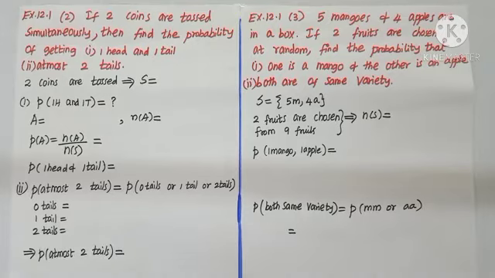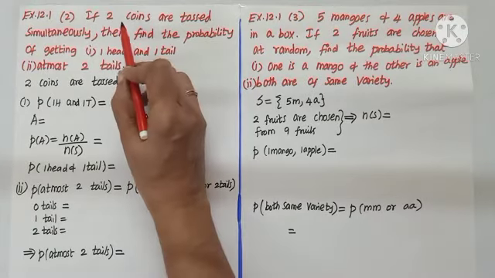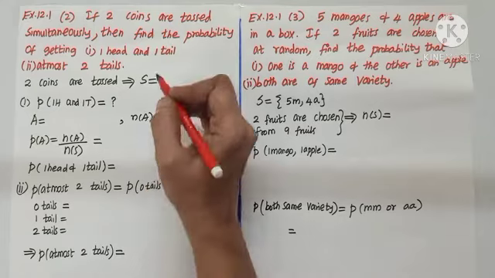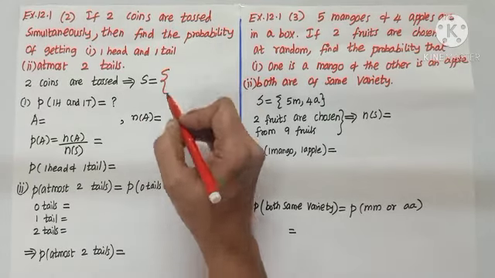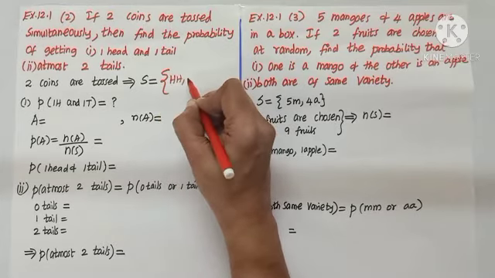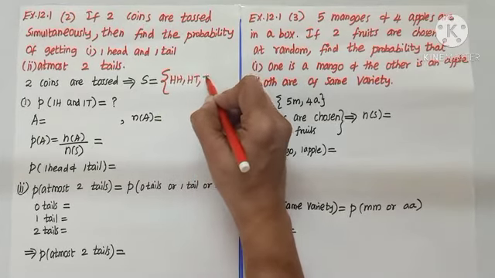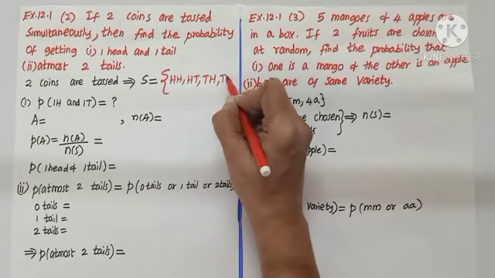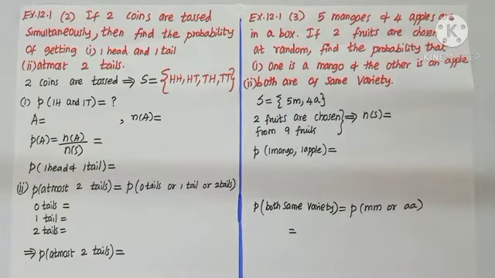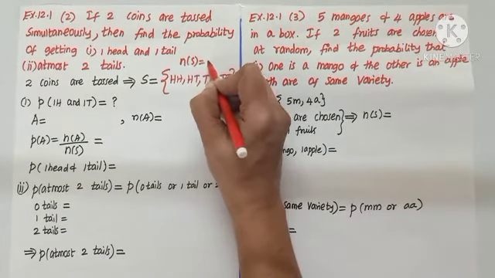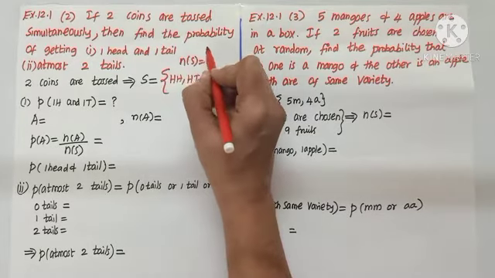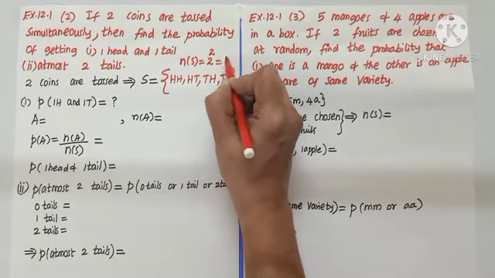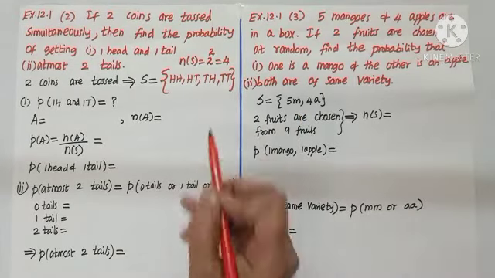Question number 2. If 2 coins are tossed simultaneously, then find the probability of getting 1 head and 1 tail. Second subdivision, at most 2 tails. As I read the question, 2 coins are tossed. Immediately I will write the sample space. Both can be heads, or head first, tail second, tail first, head second, or both can be tails also. N of S: a coin has 2 faces and 2 times it is tossed. So 2 power 2, it should be 4. So we have the 4 different outcomes.